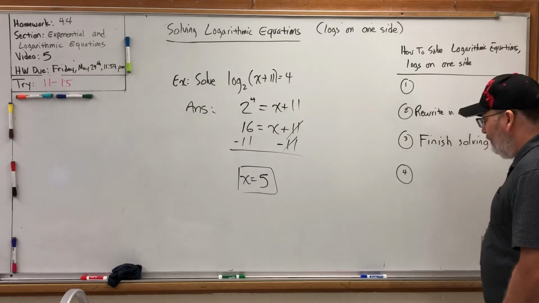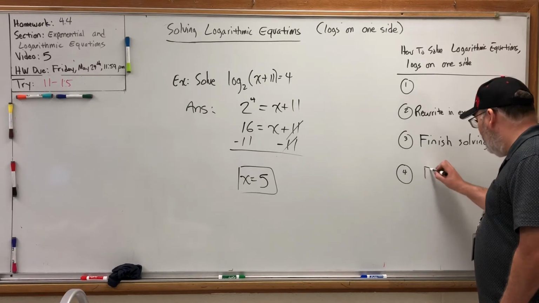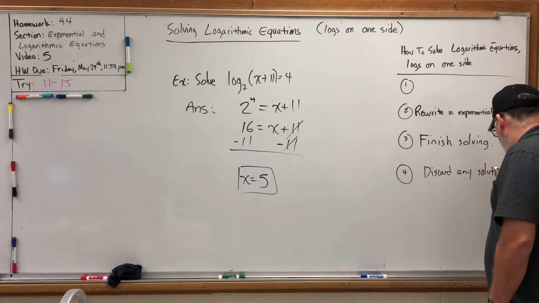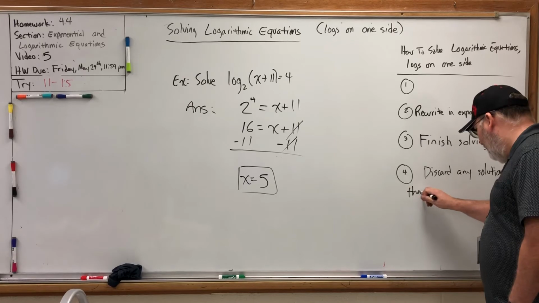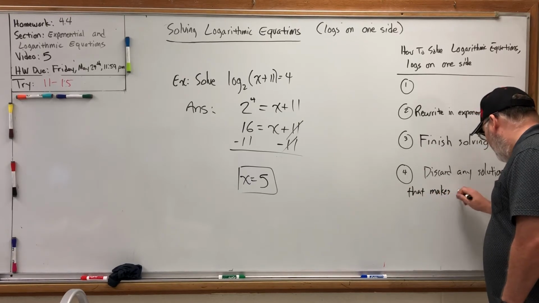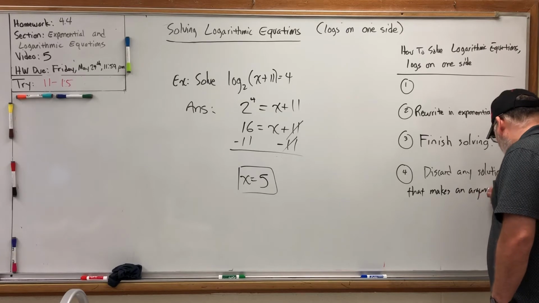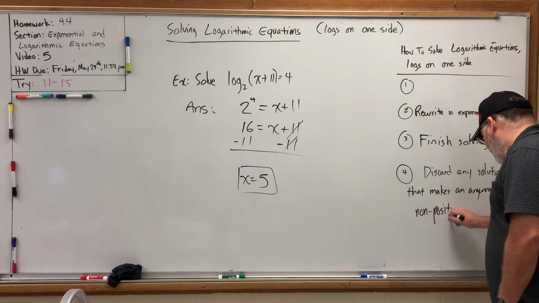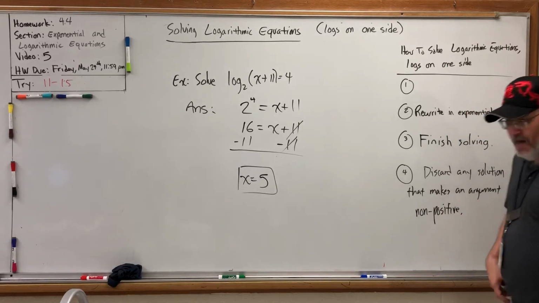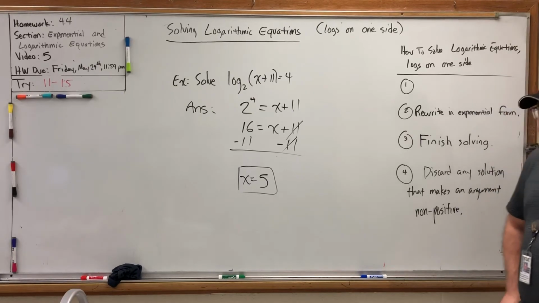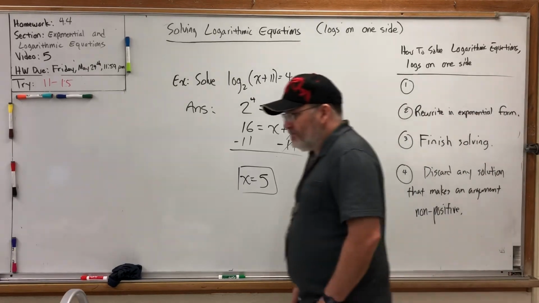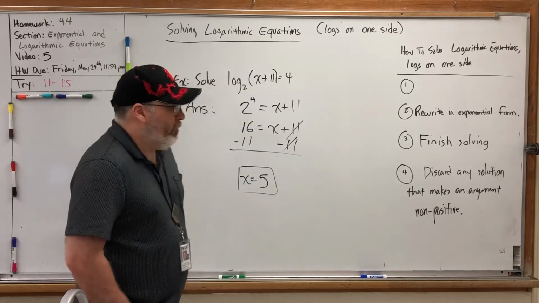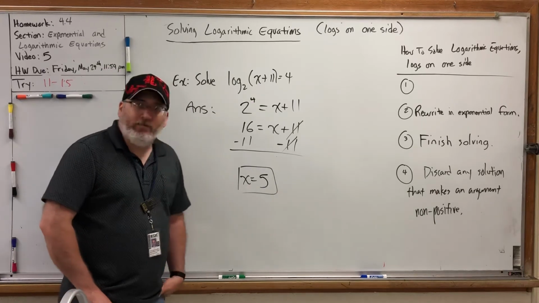So the 4th step is discard any solution that makes an argument non-positive. I was going to say negative, but negative is not the opposite of positive because 0 is neither positive nor negative. The opposite of positive is non-positive, which is synonymous with negative or 0. So in other words, we can't keep any solution that gives us a bad argument for the logarithm.